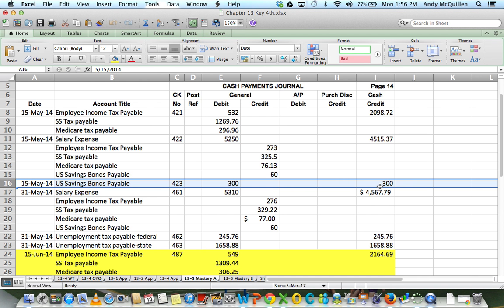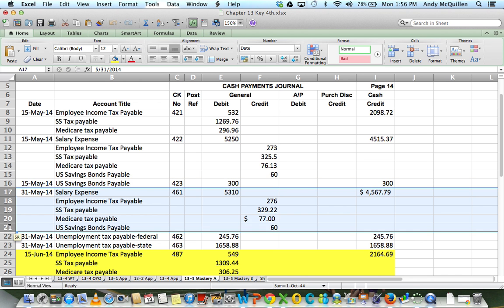31st, paid cash for semi-monthly payroll, $5310 is our number. Well, that's going to be very similar to what you just did right here on May 15th. So we're going to calculate again. Out of 5310, 276 is given to us. Social Security tax payable 329.22 is calculated. Medicare 77 is calculated. 60, and then we subtract those and we get 4567.69.